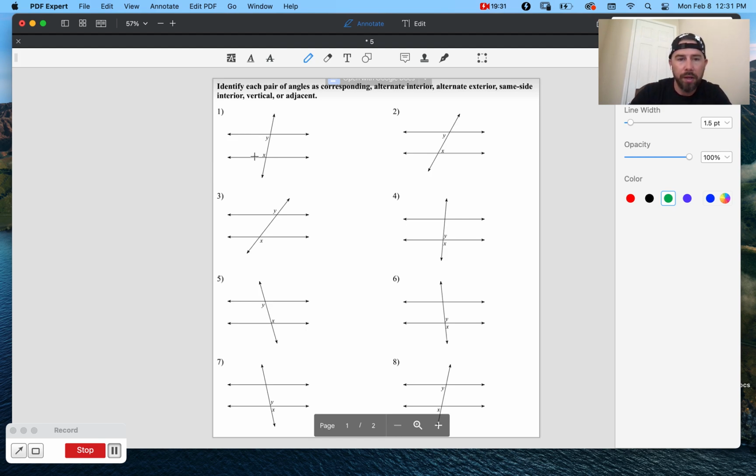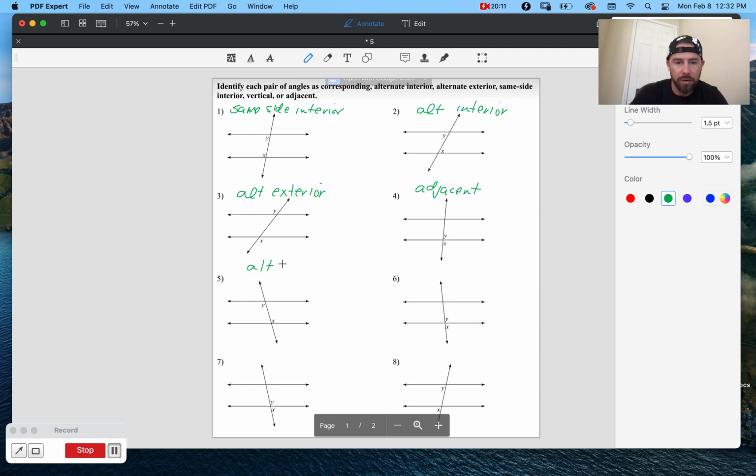Okay, so number 1 is going to be alternate interior. No, not alternate interior. What am I doing? Same side interior. Okay, number 2 is alternate interior. Number 3 is alternate exterior, right? Because they're on the outsides of the parallel lines, and one's on the left and one's on the right. Okay, these guys are just adjacent right here. Adjacent means next to, like right next to each other, side by side.